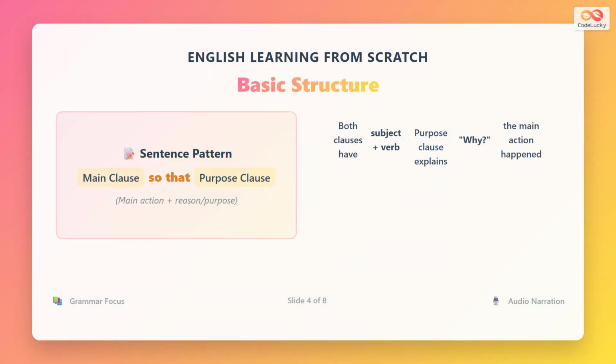The pattern is simple. Main clause plus so that plus purpose clause. Both clauses need subject plus verb. The purpose clause explains why. For example, I study hard so that I can pass the exam. Main clause first, then so that, then purpose.